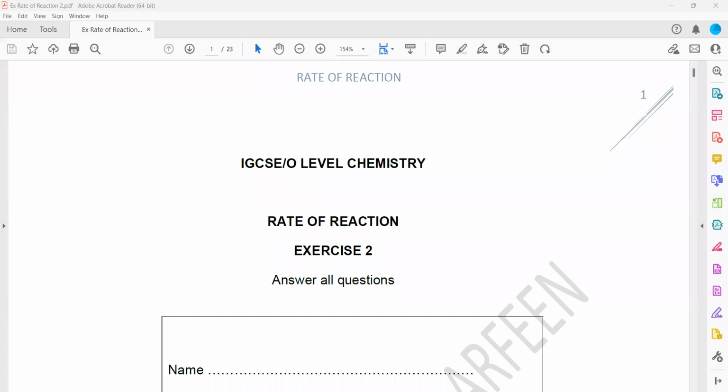The exercise on the rate of reaction, the doubts I discussed last, that was page 13. And then we have page 15.